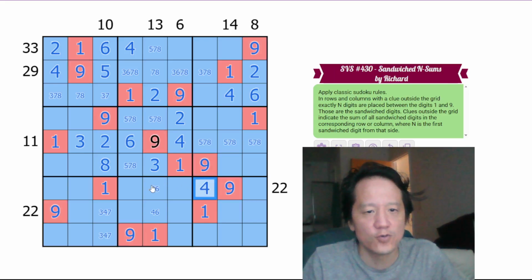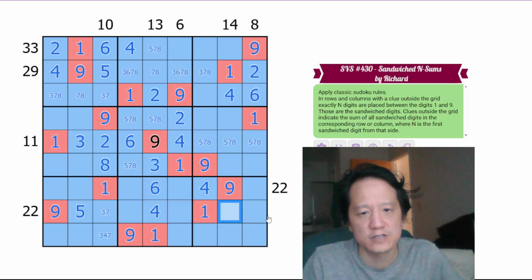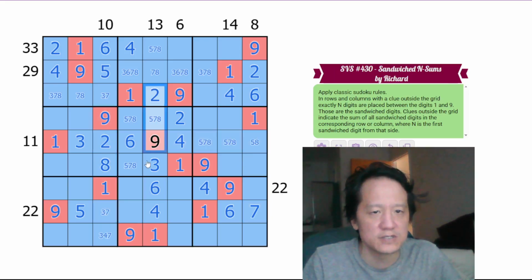Yep. This 4 eliminates 4 here, so this is 6 and 4. That means this can't be 4. We have 5 digits going this way. This is 5. This must be a 6-7 pair because it can't be 5-8, adding up to 13 on the outside. So this is 6, this is 7. That means this can't be 7. Okay, so this is now correct.